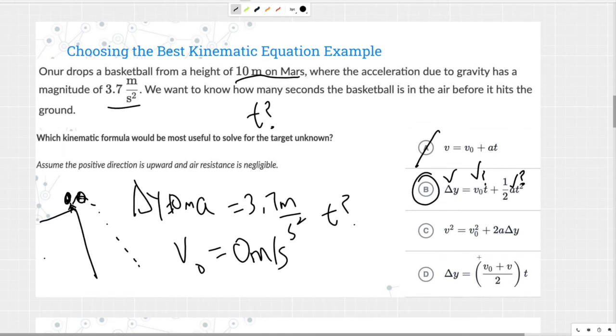But let's just go through if anything else can work. Do we have acceleration? Yep, we have acceleration. Let's see what else do we have. We have delta y, we have initial velocity. But the question asks for time, and there's no time, so unfortunately this cannot work. Let's see, we have delta y, we have the initial velocity, which is 0. We do not have the final velocity, so this cannot work.